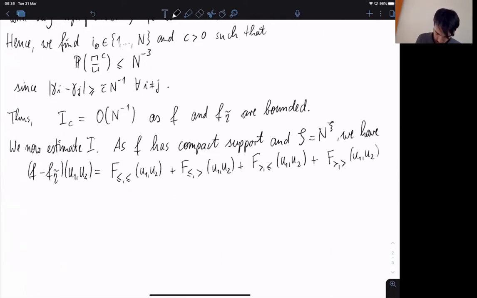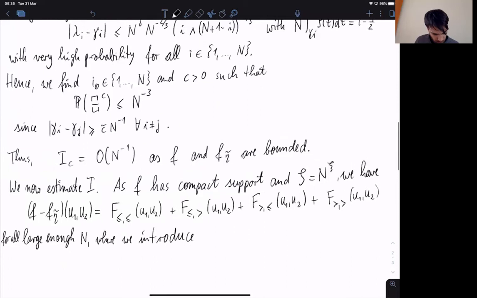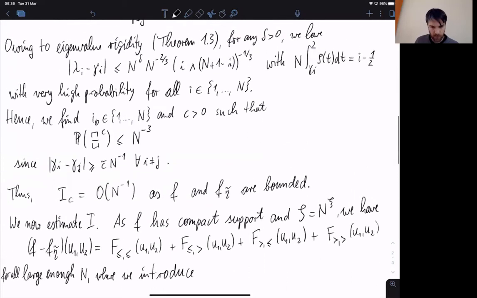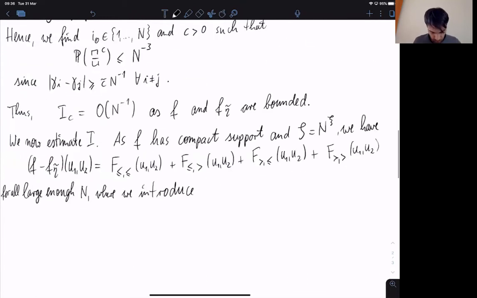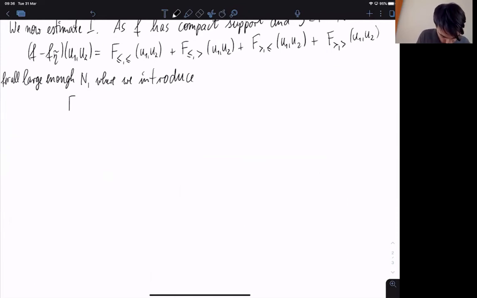And now we have this for large enough n, and for all. I have to tell you what these 4 functions are. Maybe now is a good time to take another picture. Now I give you the definitions, and basically the definition will always be that I decompose it into the regime where U1 and U2 are small or big. So you will see what it looks like.